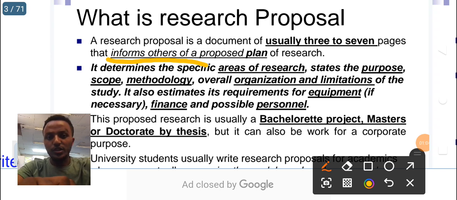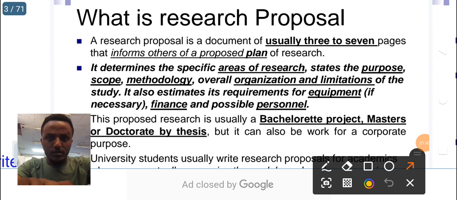For a researcher to conduct his research, you have to set a plan. That plan is documented in a proposal paper. It determines specific ideas of research, and states the purpose, scope, and methodology. The purpose: for what purpose he intends to perform the research. The scope: which area he can arrive at, which boundary, what areas he can touch in which he is conducting the research. These are the basic things that a research proposal has to encounter.